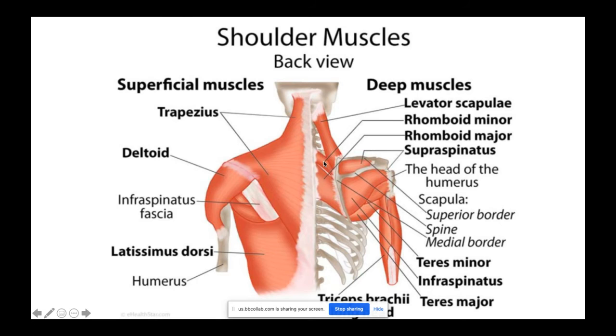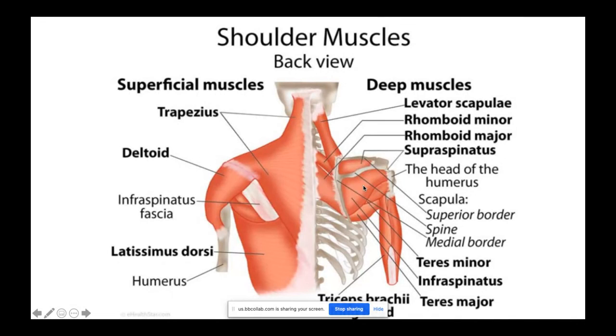When I say above, I mean superior or higher up. So here's rhomboid minor, rhomboid major. And what do these do? Well, when origin and insertion move closer together, the scapula moves closer to the spine. We call that scapula adduction or scapular retraction.